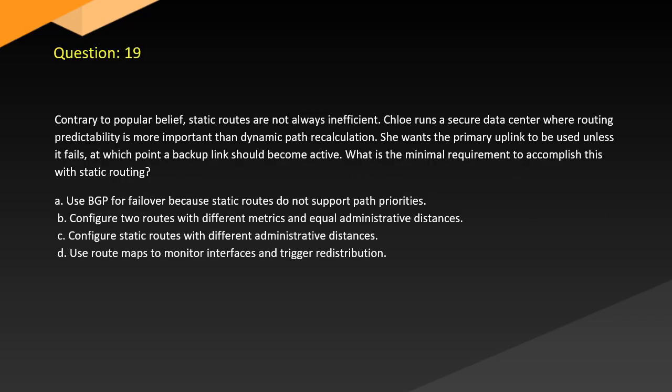Question 19. Contrary to popular belief, static routes are not always inefficient. Chloe runs a secure data center where routing predictability is more important than dynamic path recalculation. She wants the primary uplink to be used unless it fails, at which point a backup link should become active. What is the minimal requirement to accomplish this with static routing? A. BGP for failover because static routes do not support path priorities. B. Configure two routes with different metrics and equal administrative distances. C. Configure static routes with different administrative distances. D. Use route maps to monitor interfaces and trigger redistribution.